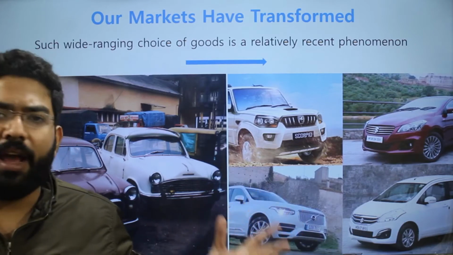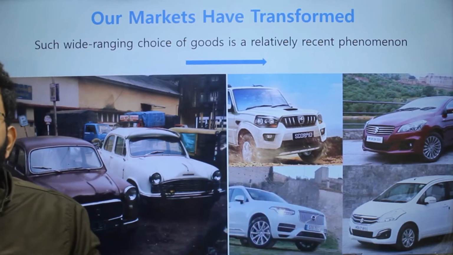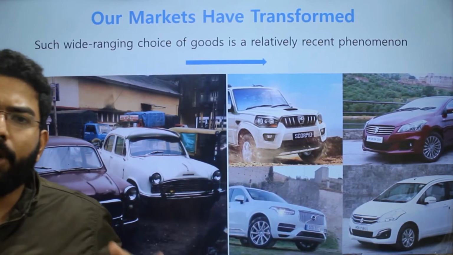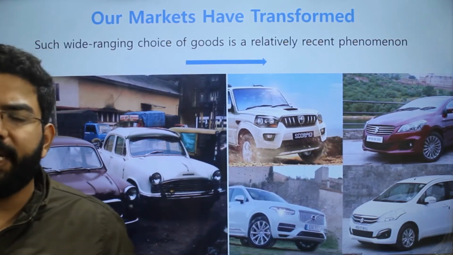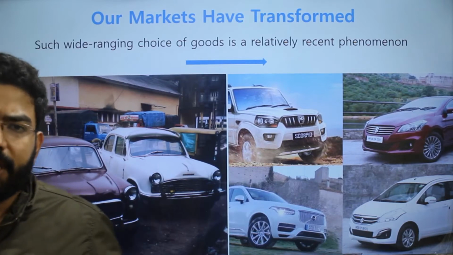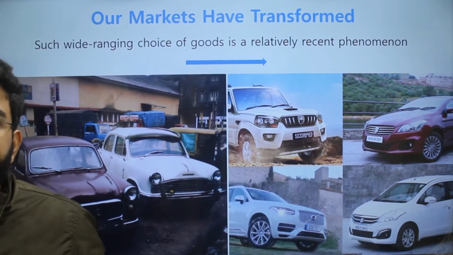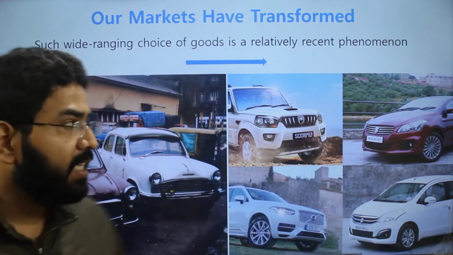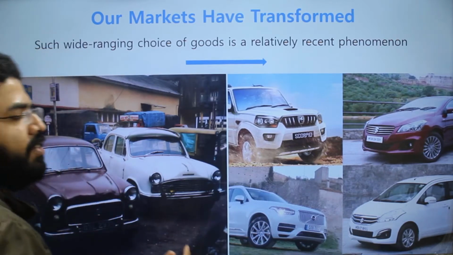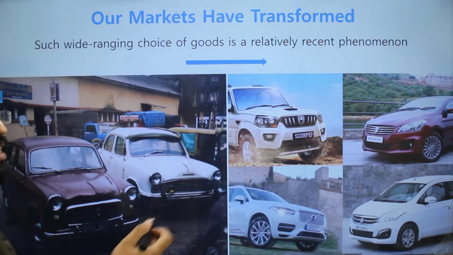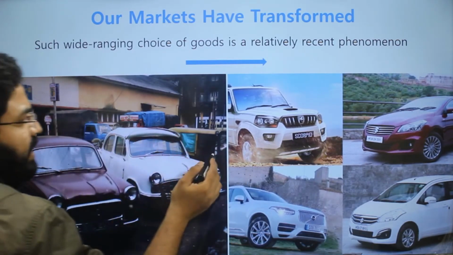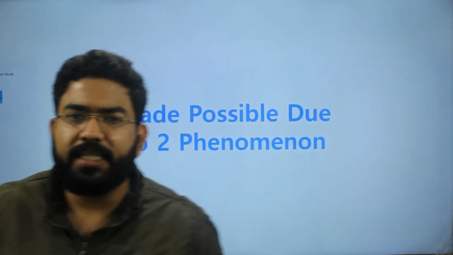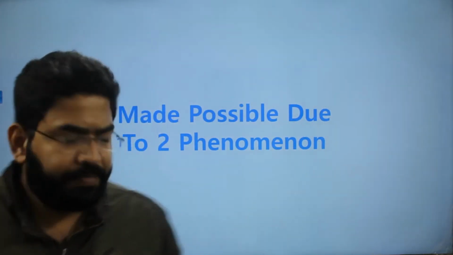So like Hyundai, Honda, Mercedes, earlier these used to be imported, but now the production has been here itself. So we have a wide range of possibilities now. This happened in the last 30 years. So why did our markets transform in such a way that all of a sudden there's a burst of options for us? The reason for that is that two phenomena happened.